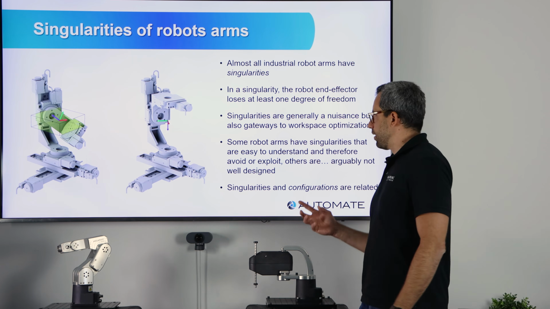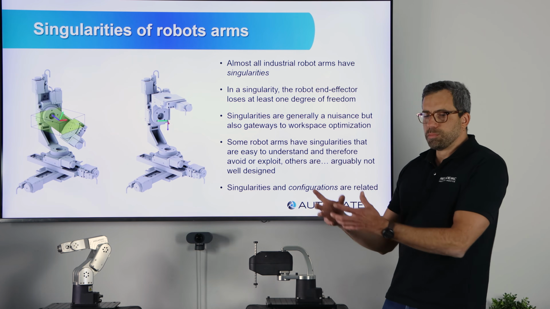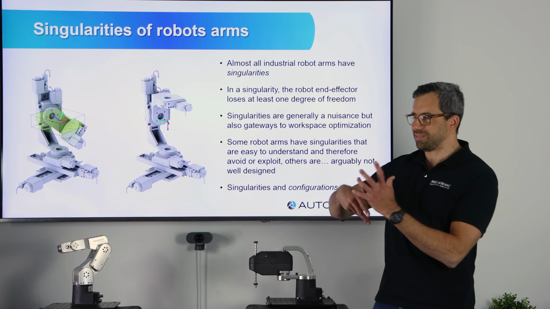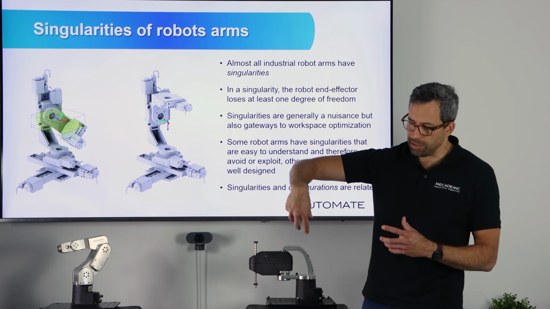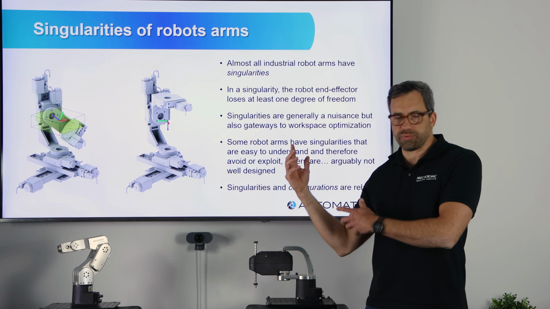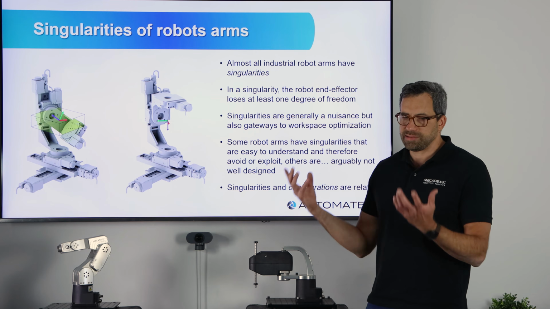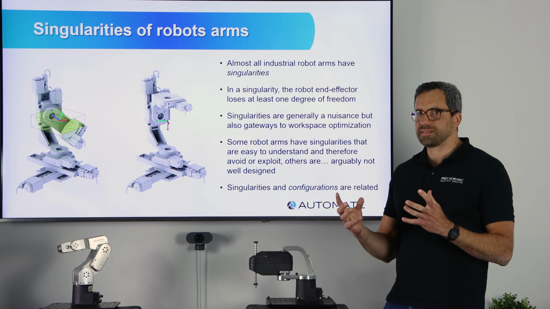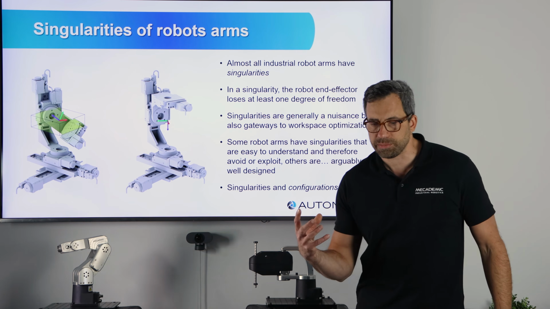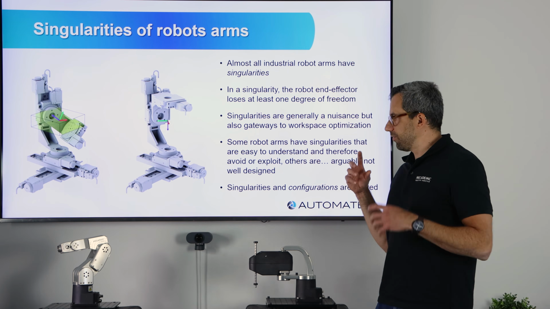But unfortunately, there are more and more industrial robot arms that have fancy designs to improve reachability, so that they are easier to manufacture and so on. And what people don't know about these kinds of arms is that they are very complex.